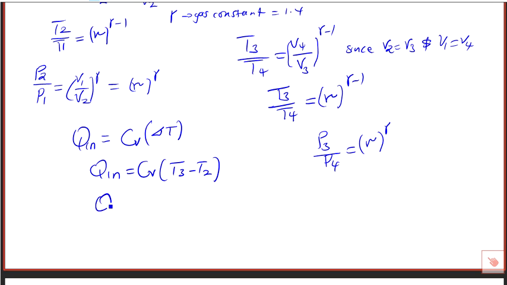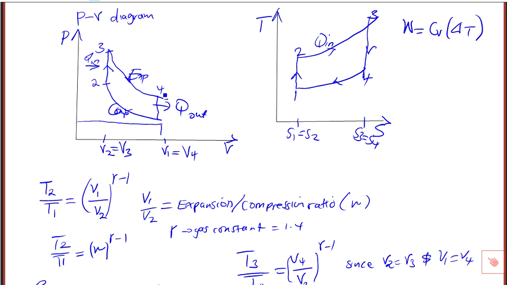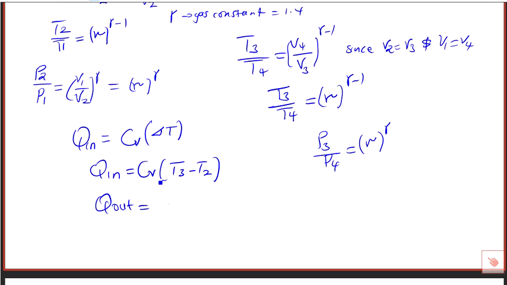On the same note, heat rejection is the process 4 to 1, so here is where we have the heat rejection process. The same is equal to heat capacity at constant volume times the change in temperature.